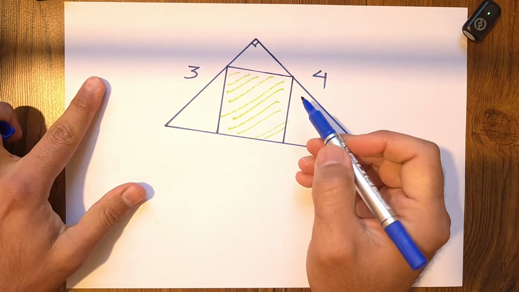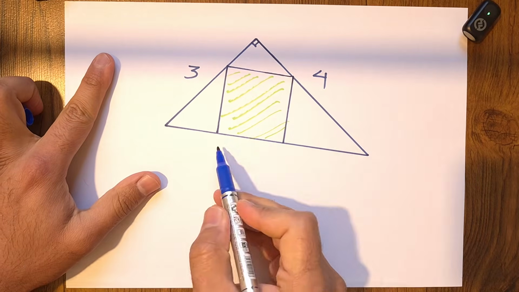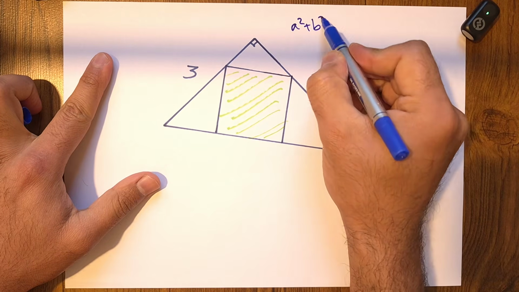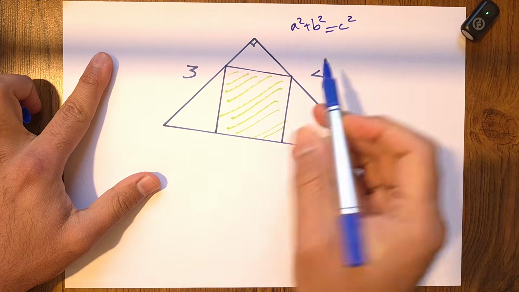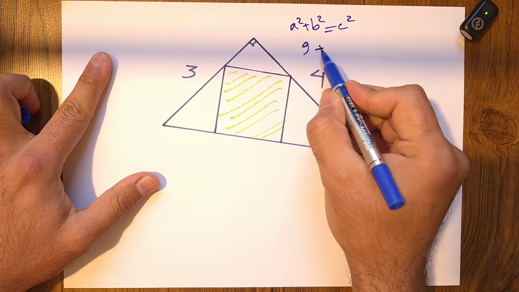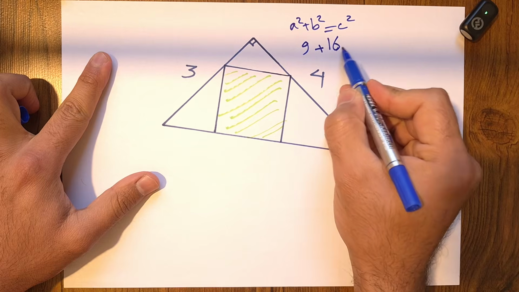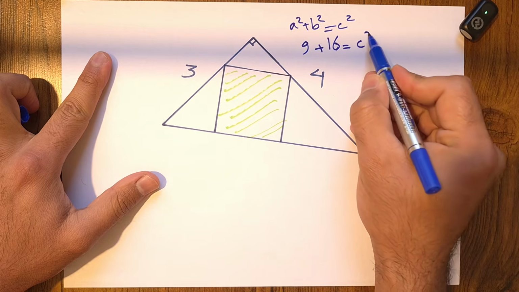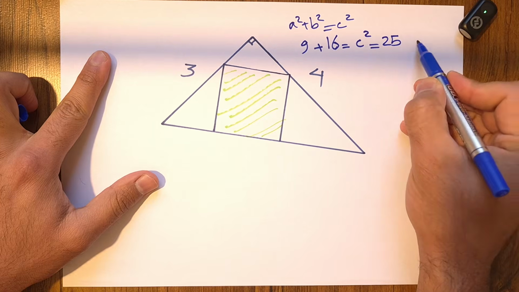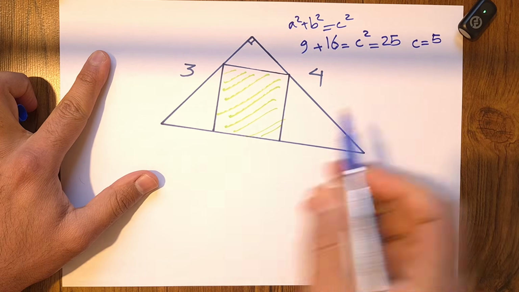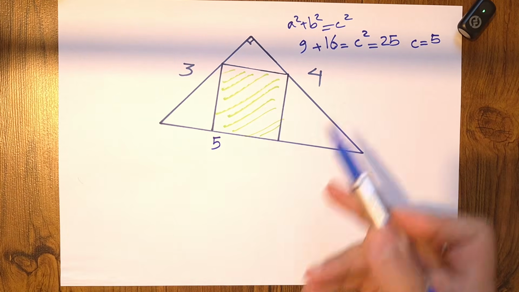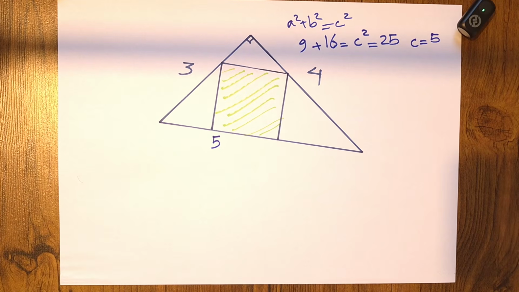The first thing is finding the hypotenuse here. According to Pythagoras, a squared plus b squared equals c squared. A squared is 9, b squared is 16, which is 25. In other words, c equals 5. So the hypotenuse is 5, and that's a classic 3, 4, 5 right triangle.